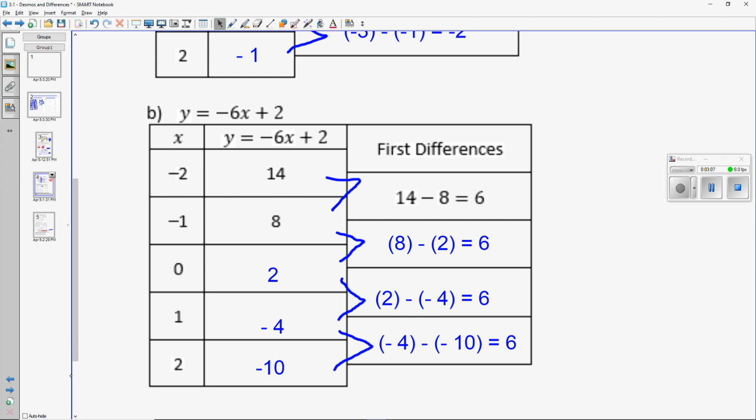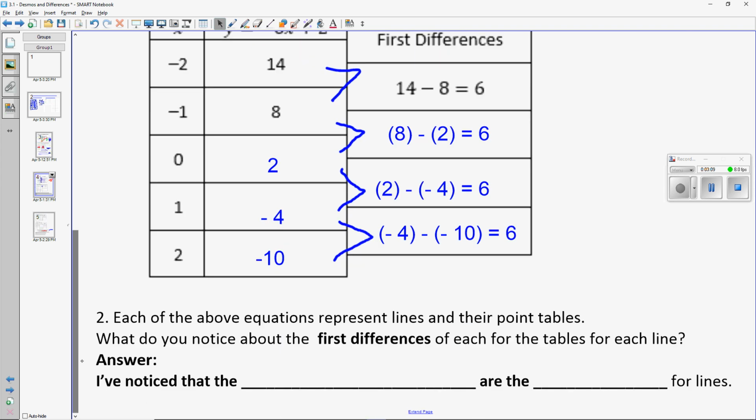Now, what this tells us is something about first differences with respect to a line. So each of the above equations represent lines in their point tables. What do you notice about the first differences of each of the tables for each line? So if I look at this, I've noticed that the first differences are the same for lines. So if you do the first differences and all the first differences are the same, then it is a line. If it doesn't work, then we say that it's not necessarily a line.